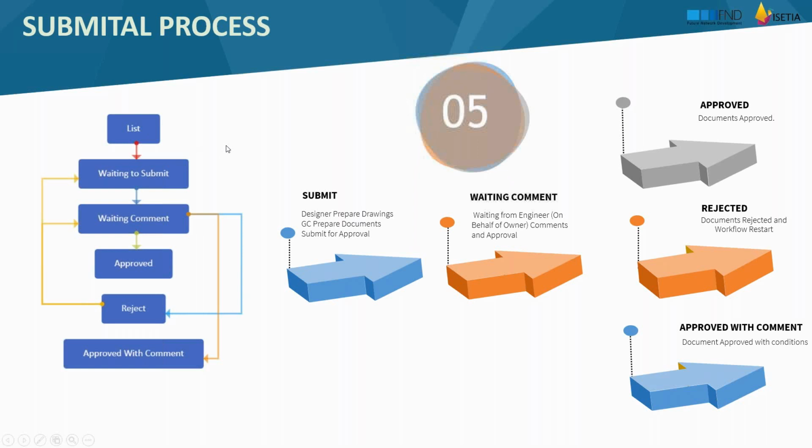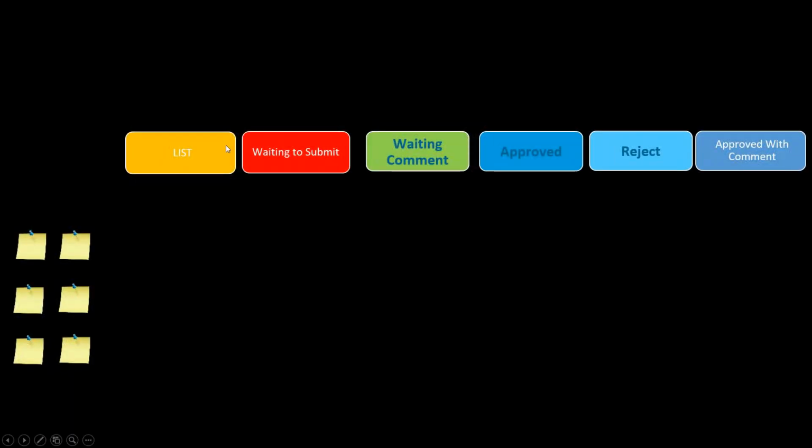We are using Wise Ischia for lean and agile graphical interface for the digital submission. You can see that these are the list of design documents we are submitting, and these are the stages: waiting submit, waiting comment, approved, rejected, and approved with comment. Let's call these Post-its all our design packages, deliverables, and transmittals.